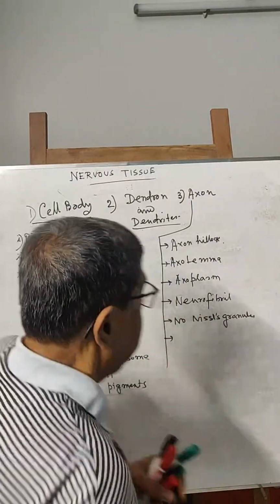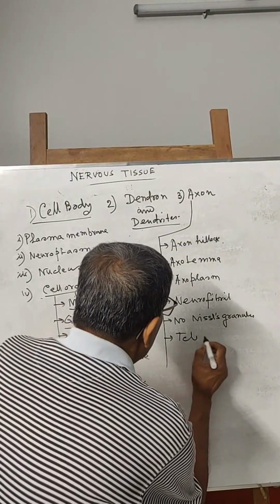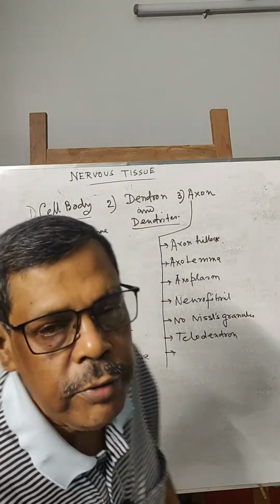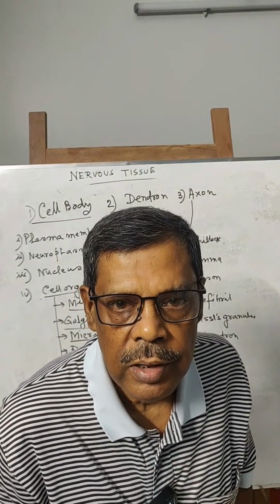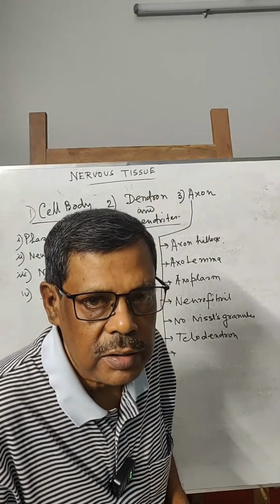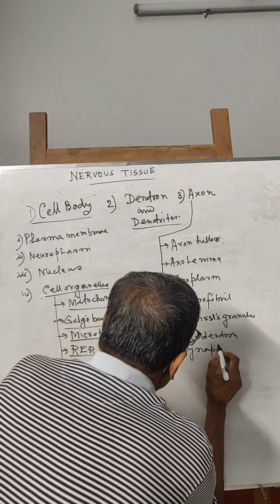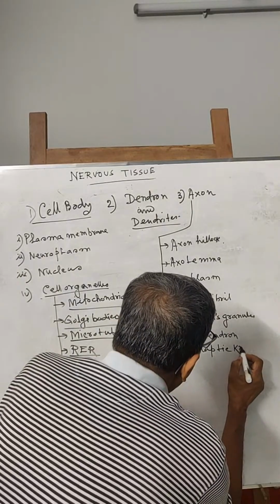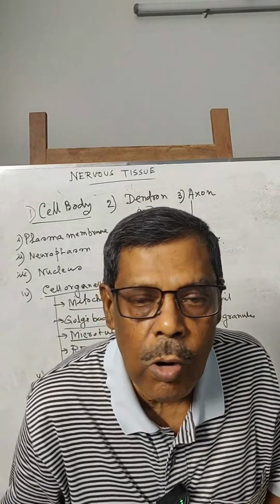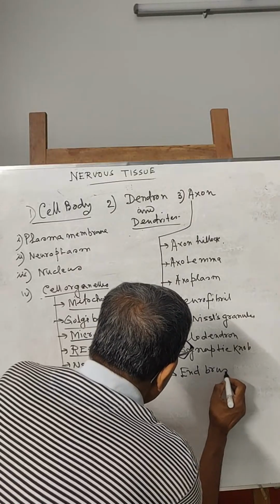The terminal part is called the telodendron. Telodendron is divided into many branches. At the end of each branch, there is a knob-like structure, which is called the synaptic knob. Altogether, the terminal parts of the branches are called the end branch.